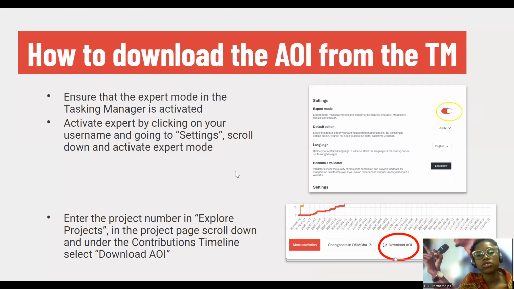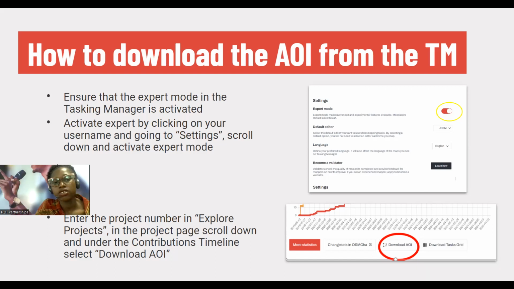So how do you download the area of interest from the tasking manager? First of all, in order to be able to even see the area of interest in the tasking manager, you need to activate your expert mode. Without this, you'll not be able to do that. I'll demonstrate that when I go to the HOT tasking manager, and you will be able to see the area of interest and the tasks, and you can also download the task grids.